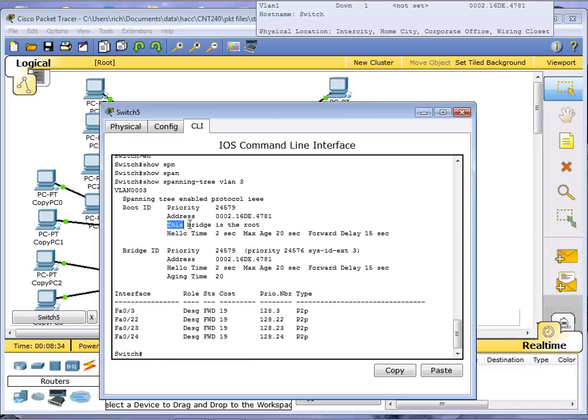And you can tell that because it says this bridge is the root instead of a cost, because there is no cost because it is the root bridge. So that's how you can figure out your topology.